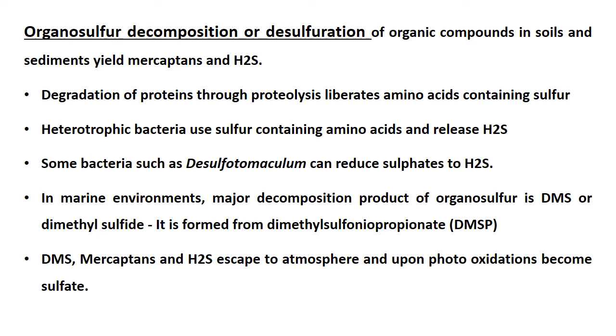Heterotrophic bacteria can use sulfur containing amino acids, and upon their metabolism hydrogen sulfide will be released. For example, cysteine desulfurase enzyme will convert cysteine to pyruvic acid, and along with this hydrogen sulfide and ammonia will be formed. Some bacteria such as Desulfotomaculum can reduce sulfates to hydrogen sulfide.